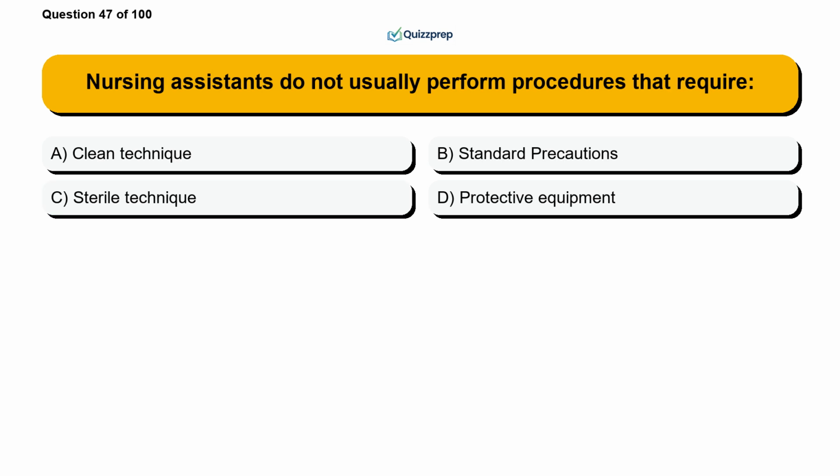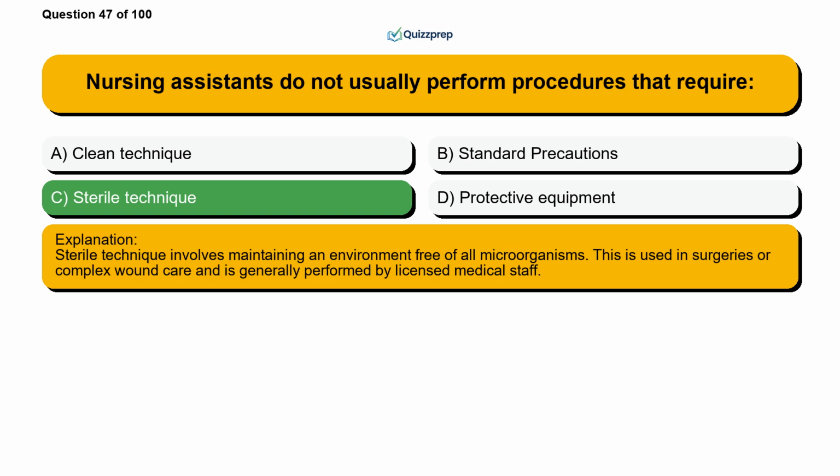Question 47. Nursing assistants do not usually perform procedures that require option A. Clean technique. Option B. Standard precautions. Option C. Sterile technique. Option D. Protective equipment. The correct answer is option C. Sterile technique. Sterile technique involves maintaining an environment free of all microorganisms. This is used in surgeries or complex wound care and is generally performed by licensed medical staff.